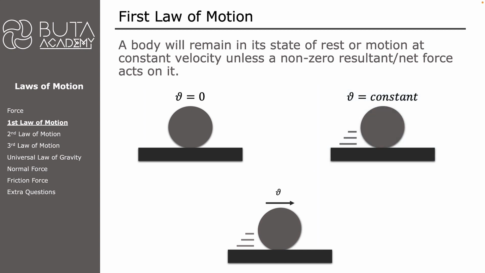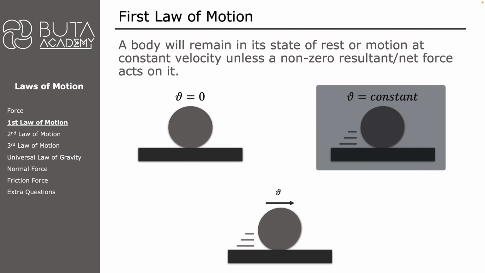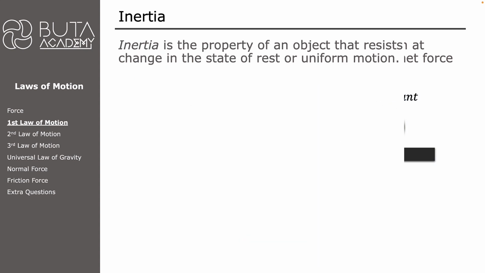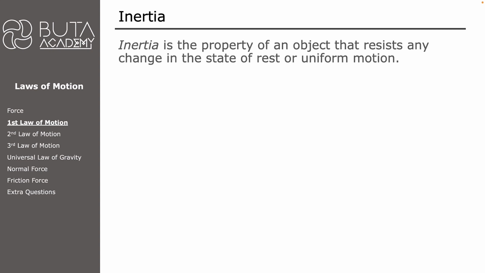We can put it in another way by reversing the statement: if an object is at rest, net force on it is equal to zero, and if an object is in motion with constant velocity, net force on it is equal to zero. Newton's first law is sometimes referred to as the law of inertia. Inertia is the property of an object that resists any change in the state of rest or uniform motion.